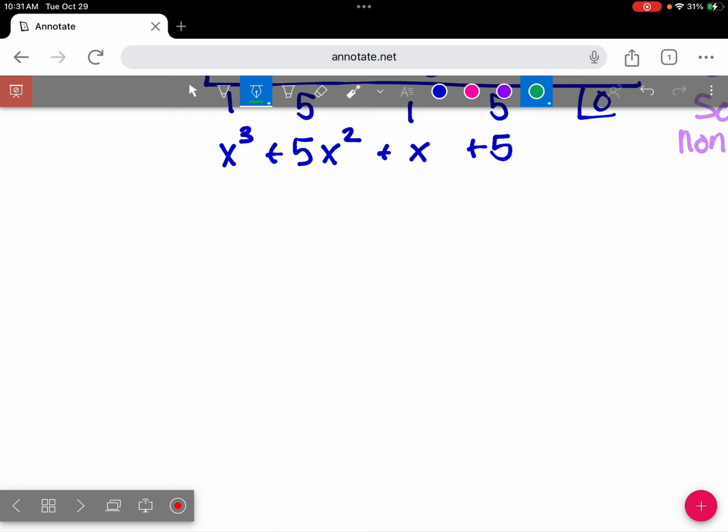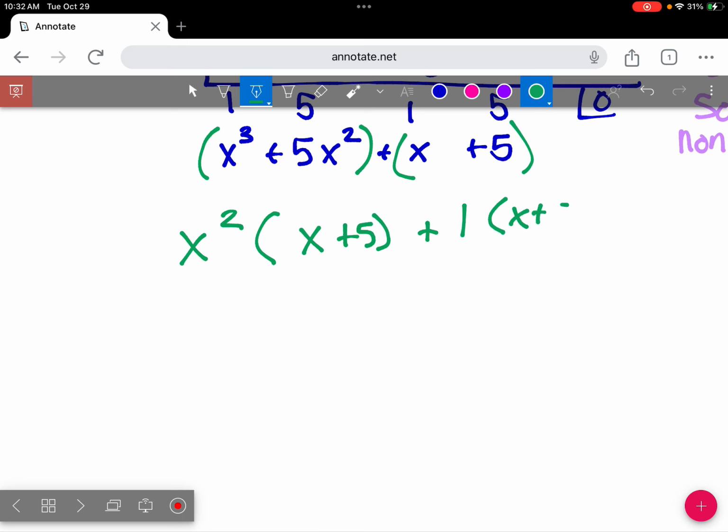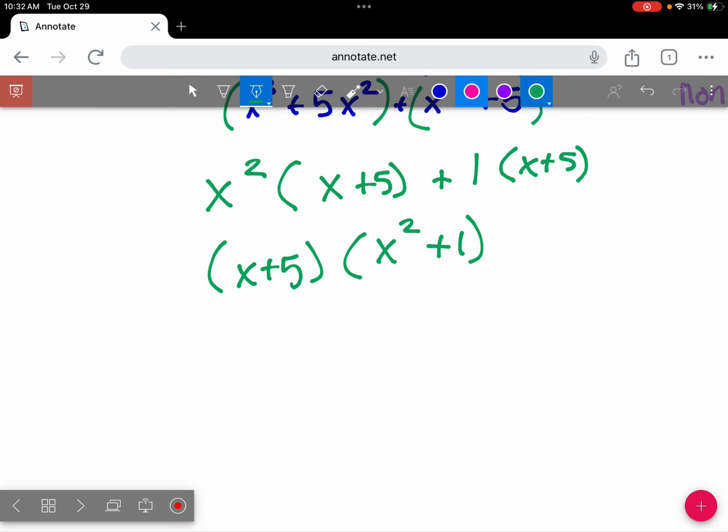So if we factor this by grouping, we're going to have x squared coming out of the front, leaving us with x plus 5, plus 1 times our x plus 5. So our factored form here, we have our x plus 5 and x squared plus 1. So what is our root for this piece? Negative 5. What are our roots for this piece? Is that i, right?